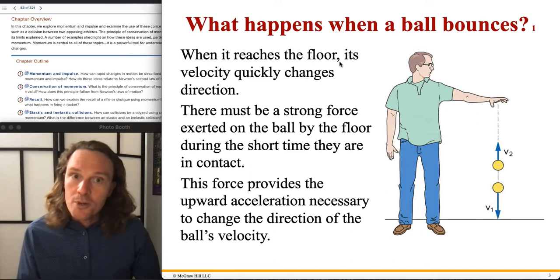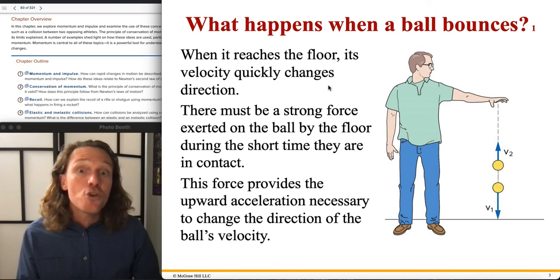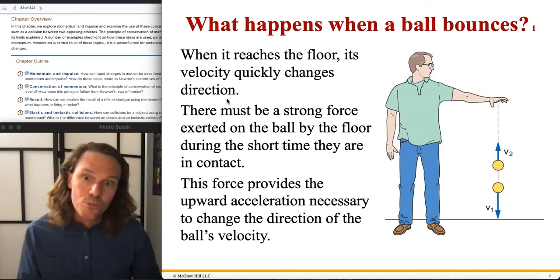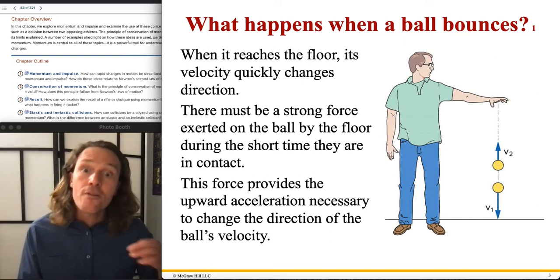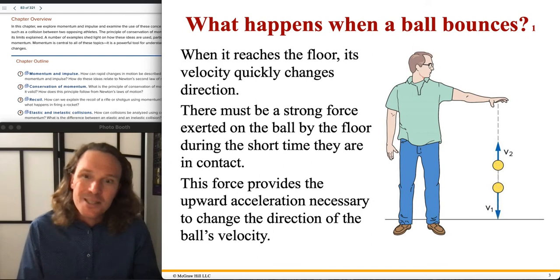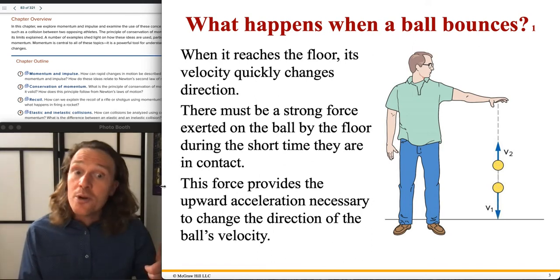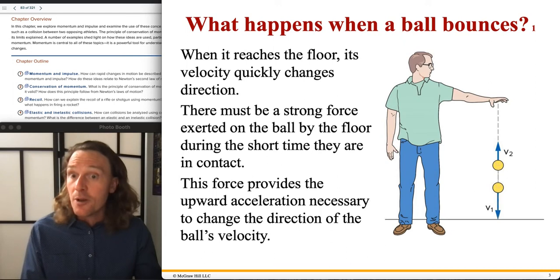So, ball reaches the floor, its velocity quickly changes direction, all right? It goes from one way to completely the other way, a 180 degree change, okay? So there must be a strong force exerted on the ball, all right, for a very short time, right? So in this case, a split second, that force is exerted. This force provides an upward acceleration necessary to change the direction of the ball's velocity.